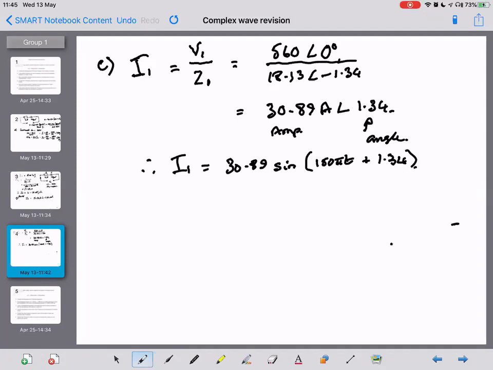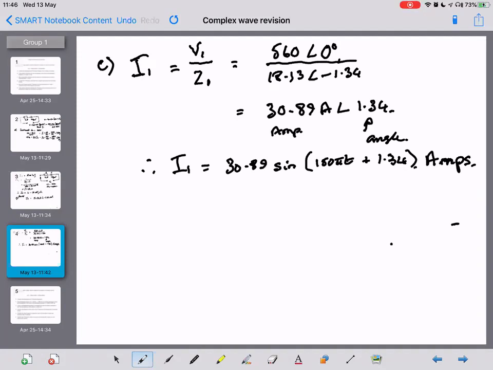And that's, you've then proven the answer given, and that's amperes. All right. So that's part C of this question. Okay. So what does part D say?